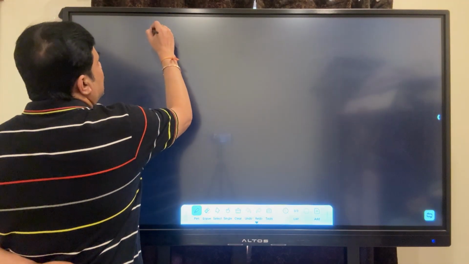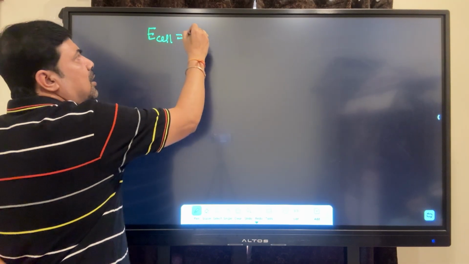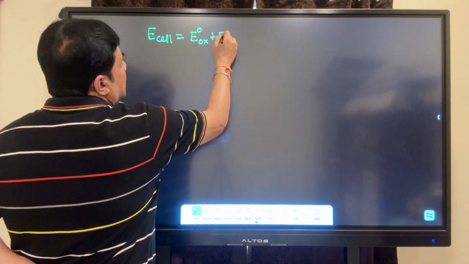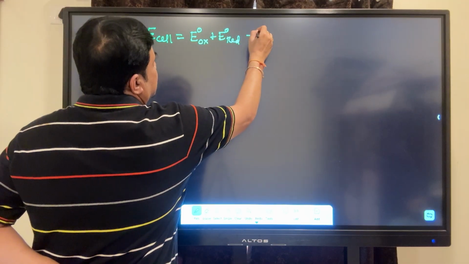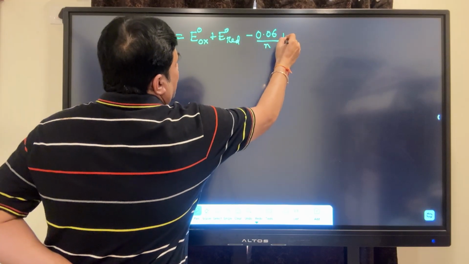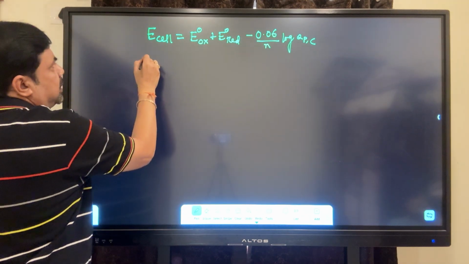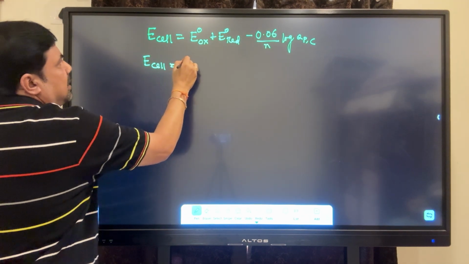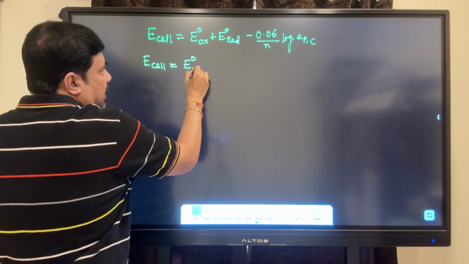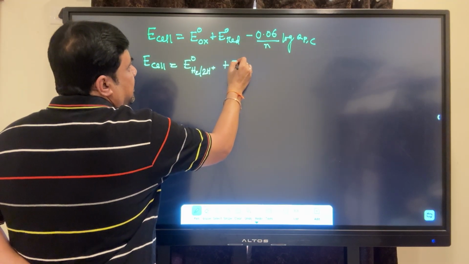Now immediately, if you look at E cell, I can write E naught cell equals E naught oxidation plus E naught reduction, minus 0.059, I am writing 0.06, by n log of Qpc. Now look at the hydrogen electrode. For E naught oxidation, what reaction is happening? H2 is converting to 2H plus by loss of electrons. And reduction means 2H plus, where it is happening at the cathode.